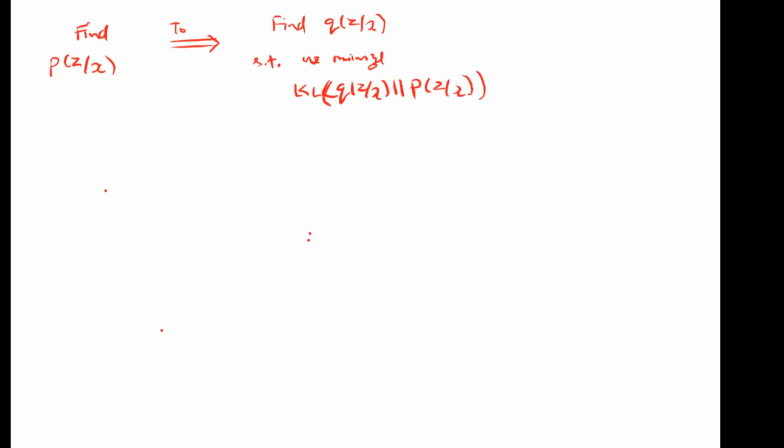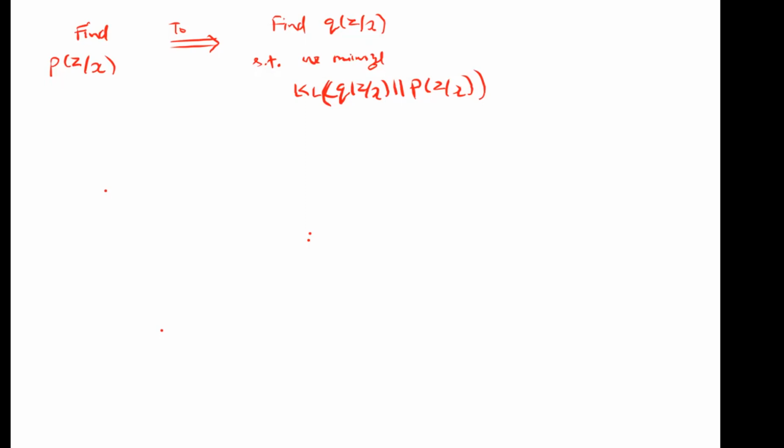But that problem is intractable. So what we do is we convert it to finding a function Q of Z given X, which is a distribution whose form we choose. For example, in our case, we choose a Gaussian distribution, and we find Q of Z given X such that we minimize the KL divergence between Q of Z given X and P of Z given X. So basically, we want to find Q of Z given X such that it's as similar as possible to P of Z given X.